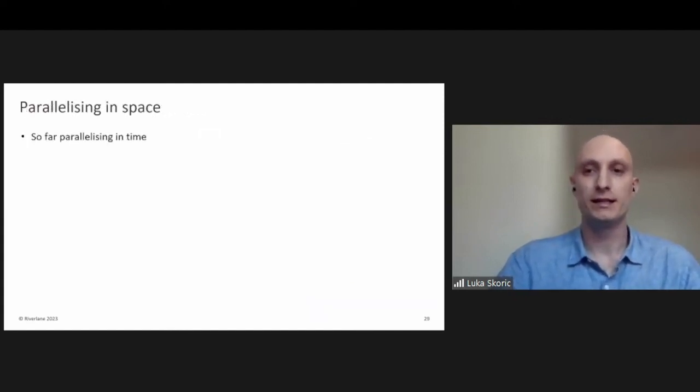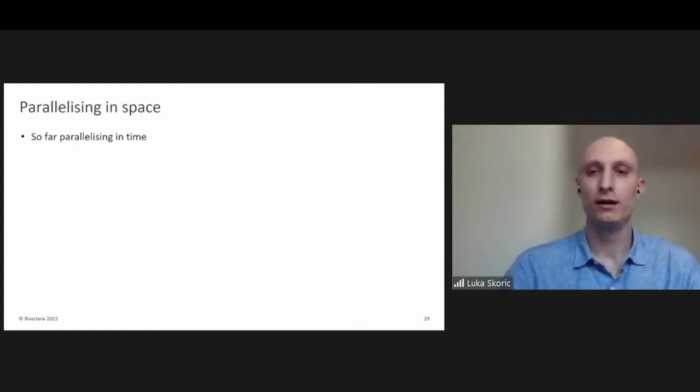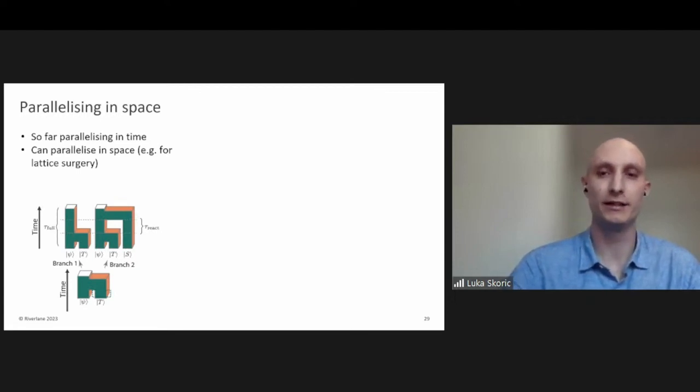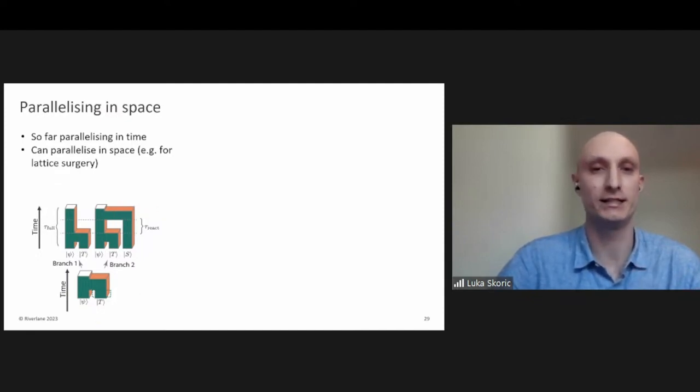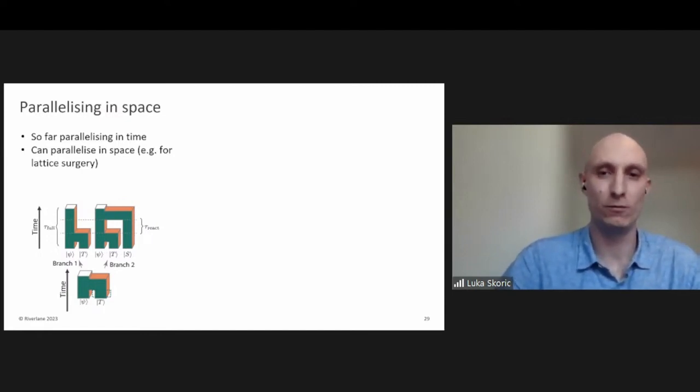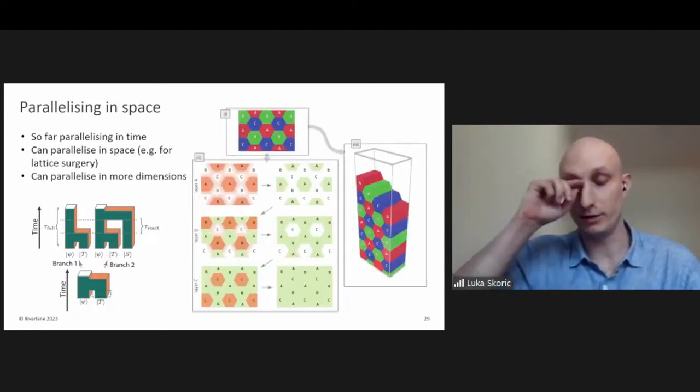So far, we've been discussing only how to parallelize in time to solve the backlog problem. But the same method is applicable in parallelizing in space. For example, in certain decoding scenarios, such as lattice surgery, we might end up with codes which are much larger in one of the directions than the protection against errors that we require. In these cases, we can parallelize in much the same way as before in that direction. But we can also parallelize in more dimensions.